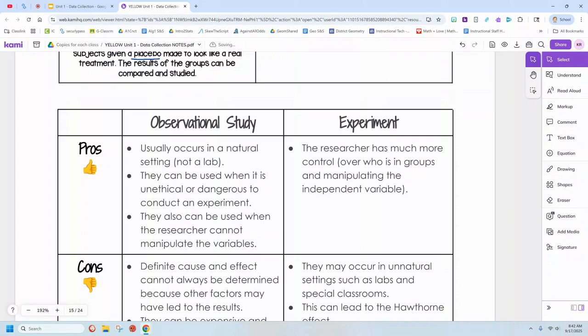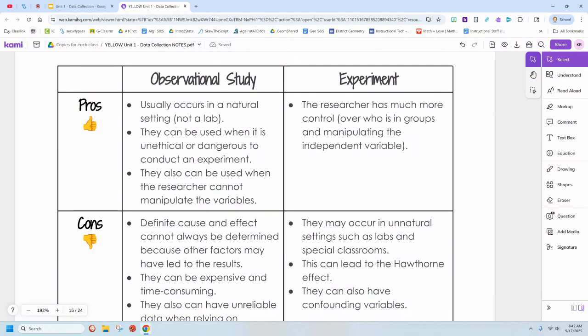So we have our observational studies. The pros: occurs in nature, not in a lab. They can be used when it's unethical or dangerous to conduct an experiment. Okay, so that's kind of an interesting pro. I'm just observing people or children, right? You don't want to necessarily do anything to a child because that could affect them adversely.